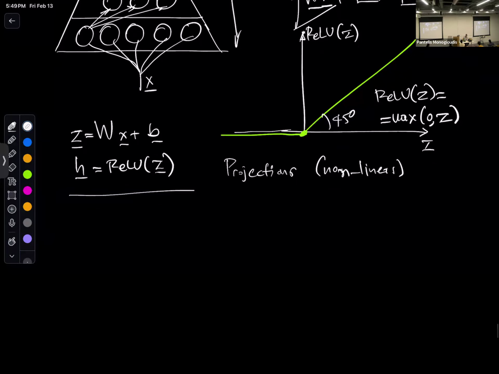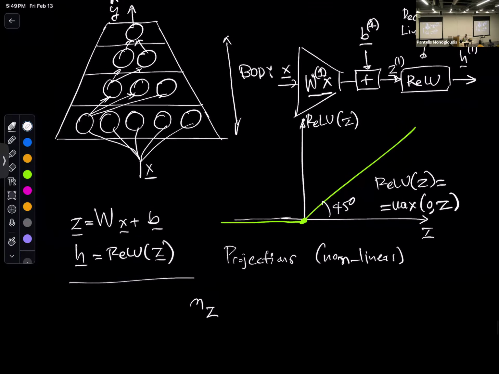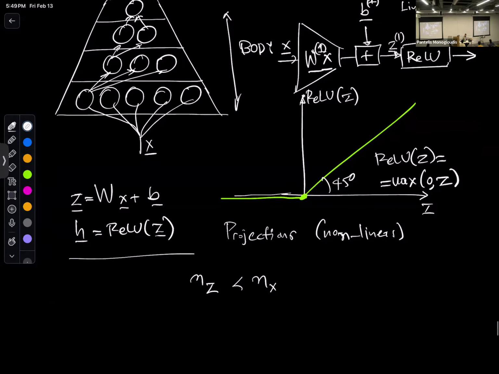Okay, so let's see. Definitely, if I have the number of dimensions of the Z over here, and I have the number of dimensions of the X, what is the inequality I should write? NZ is greater than or equal to NX? Smaller than NX. I'm doing projection, as I said. Remember the 3D to 2D projection. So NZ will be smaller than NX.